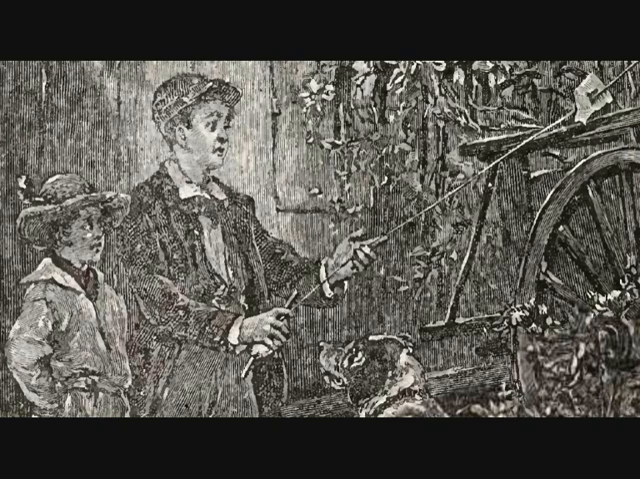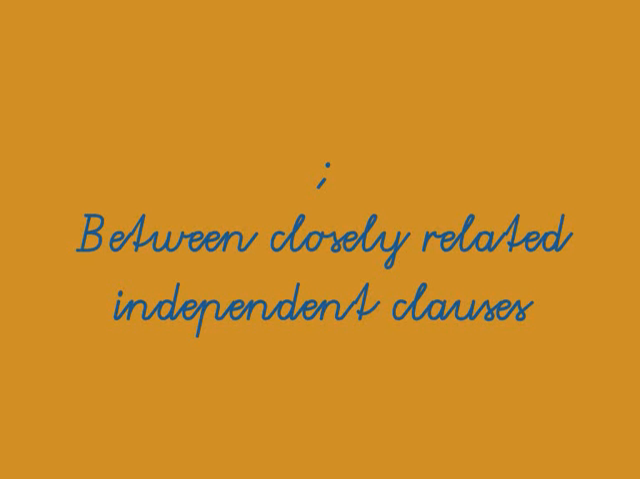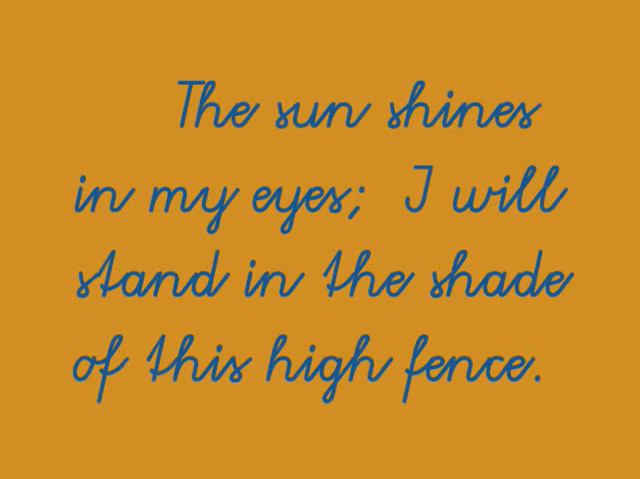Believe it or not, that was one sentence. It was one sentence with two clauses, which is like two sentences. So you put the semicolon between those closely related independent clauses. So that means there's like two sentences that relate to each other. You're trying to say the same thing.